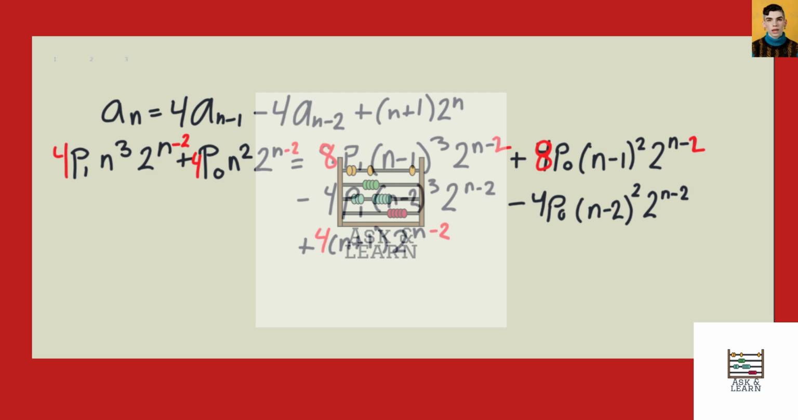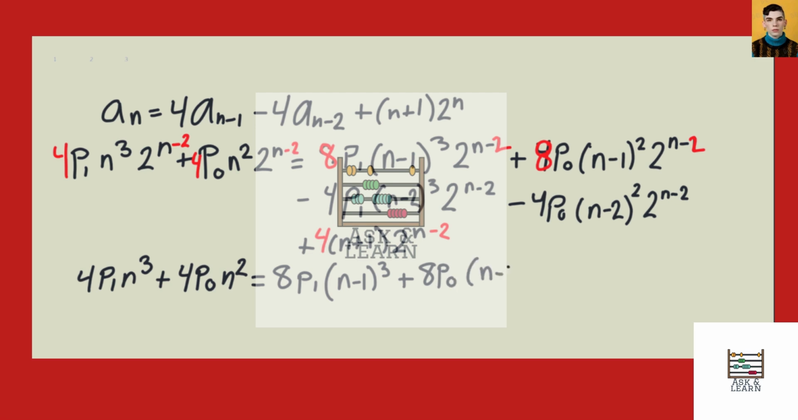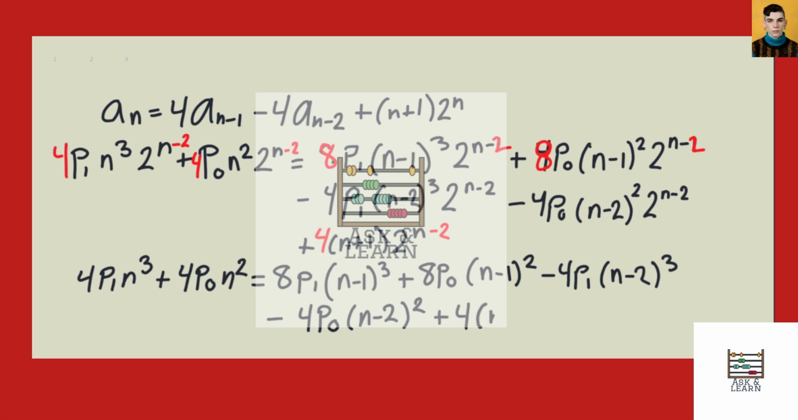So this ends up equaling 4 p1 n cubed plus 4 p naught n squared being equal to 8 times p1 times (n minus 1) cubed plus 8 p naught times (n minus 1) squared minus 4 p1 times (n minus 2) cubed minus 4 times p naught times (n minus 2) squared plus 4 times (n plus 1). I've run out of room, so I'll continue on the next page here.